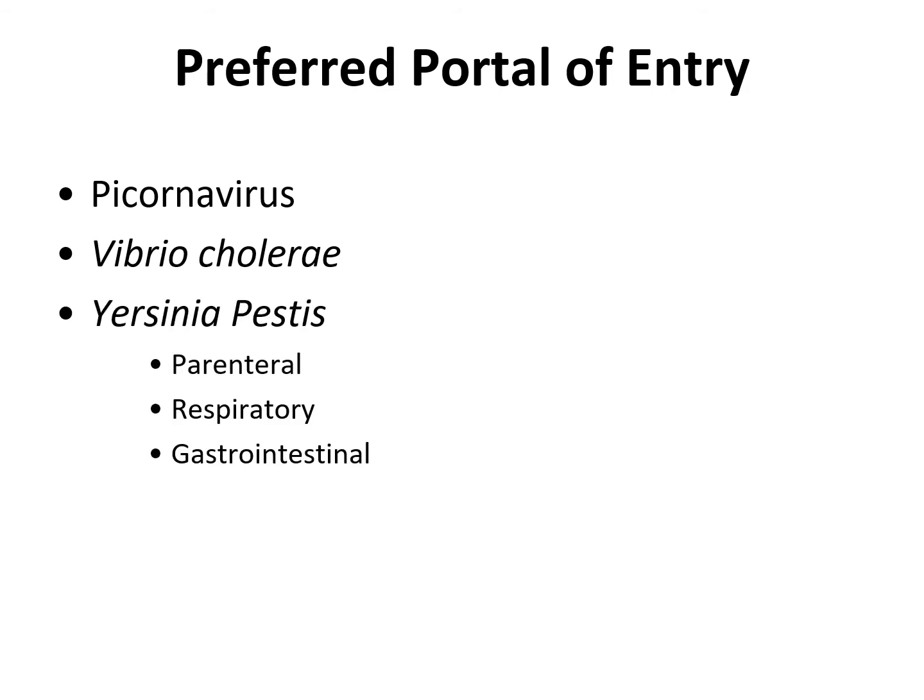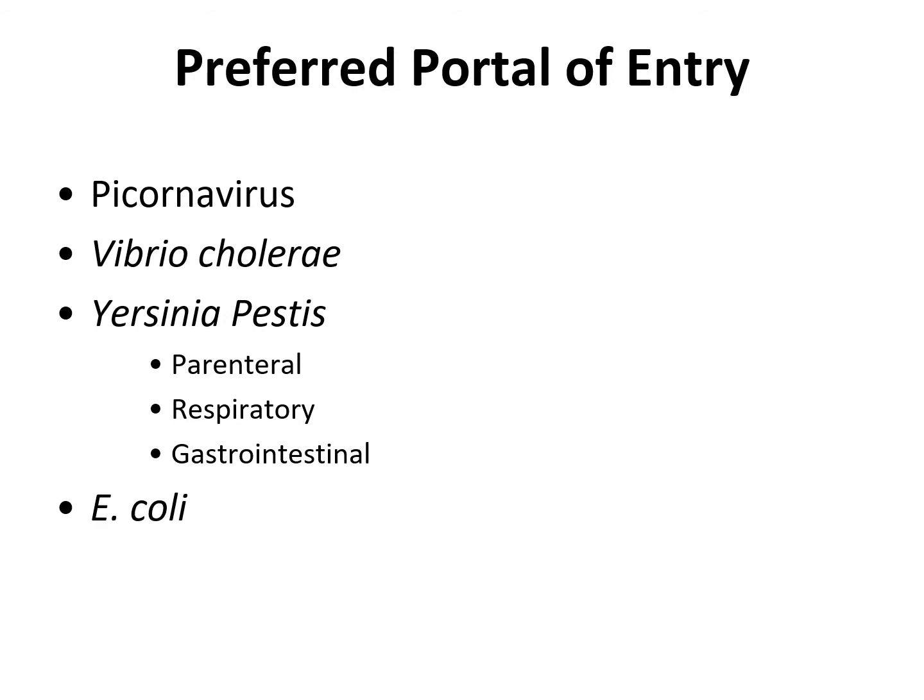Yersinia pestis is actually an exception to the rule. Yersinia pestis has 3 portals of entry: the parenteral route from a flea bite, respiratory system inhaling the bacteria, or the gastrointestinal system ingesting the bacteria. All 3 of these preferred portals of entry will develop into the same disease of plague.